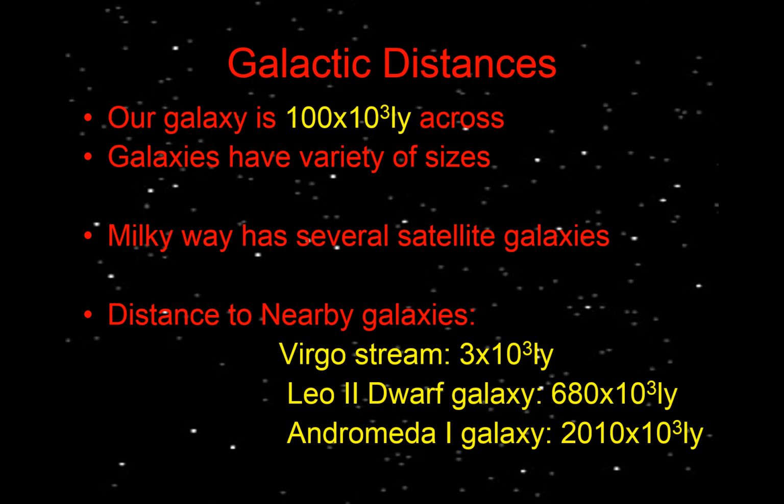Some nearby galaxies, when we start looking at the distances to these, the Virgo stream is actually very close. Here's our galaxy at about 100,000 light years across. The Virgo stream of galaxies is only about 3,000 light years away. The Leo 2 dwarf galaxy, now we're looking at about 600,000 to 700,000 light years away. And then a spectacular night sky object that you can actually see sometimes in the right conditions without a telescope or binoculars is the Andromeda galaxy. And that is about 2010 times 10 to the 3 light years, or 2010 kilo light years.